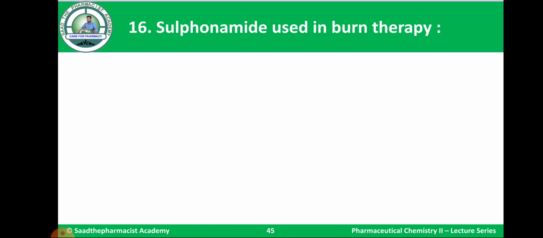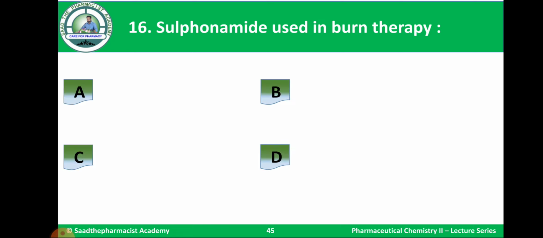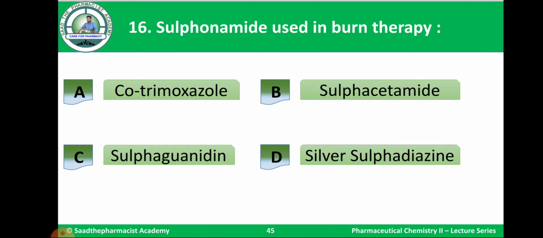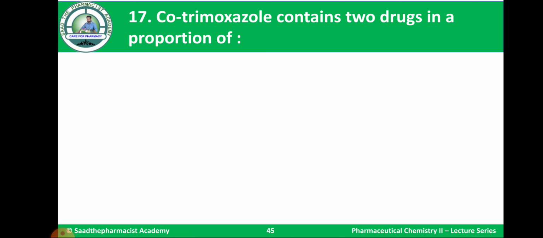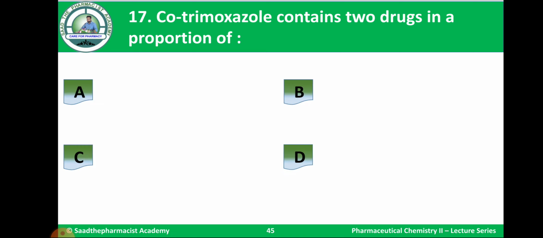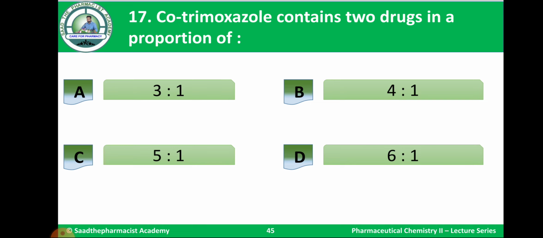Question number 16. Sulphonamide used in burn therapy. The options for this question are A. Co-trimoxazole, B. Sulfacetamide, C. Sulfaguanidine, D. Silver sulfadiazine. The correct answer for this question is silver sulfadiazine. Question number 17: co-trimoxazole contains two drugs in a proportion of, and the options for this question are A. 3:1, B. 4:1, C. 5:1 and D. 6:1. The correct answer for this question is 5:1.